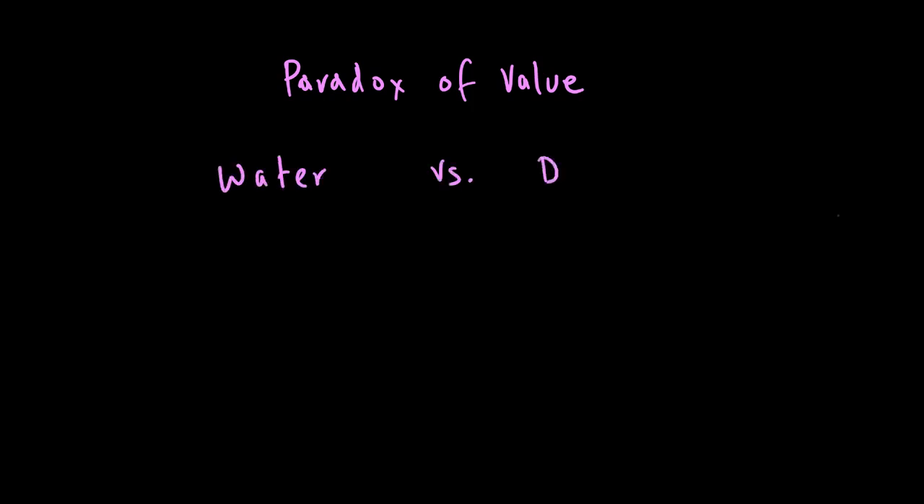The last concept we want to talk about when it comes to utility theory is what we call the paradox of value. Paradox of value simply means that there is what we call a contradiction of value when it comes to different goods out there. For example, there is a paradox in water versus diamonds. Water is very, very important for our survival. We say it's a necessity.